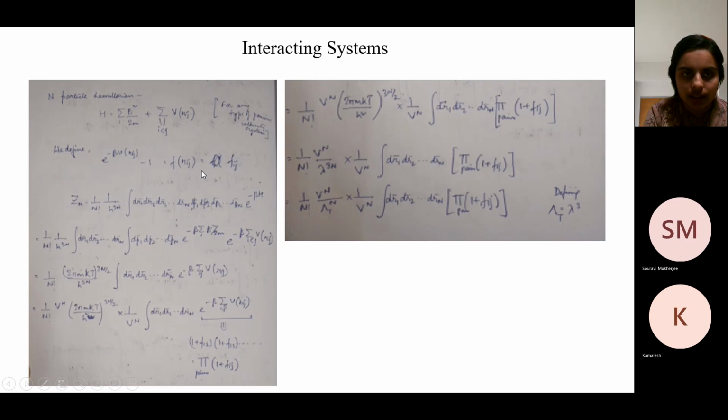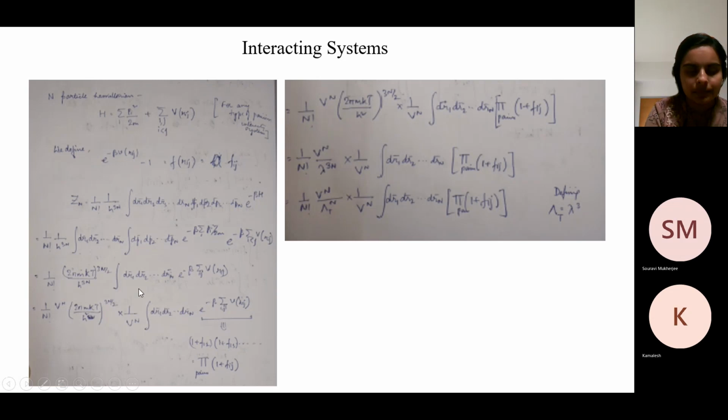So we define a variable which is given as e to the power minus beta V, minus 1, equal to f_ij. And we'll see how we'll use this. Then this is how we write the normal partition function. It's just the integration of e to the power minus beta H over the phase space volume. Here we see that the momentum terms come out, so that's quite similar to what we do for a free particle.